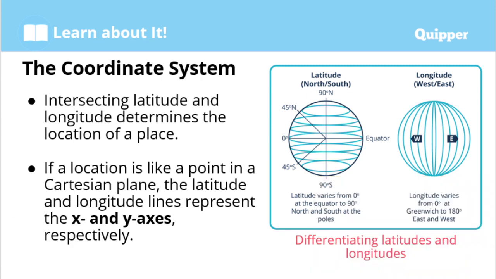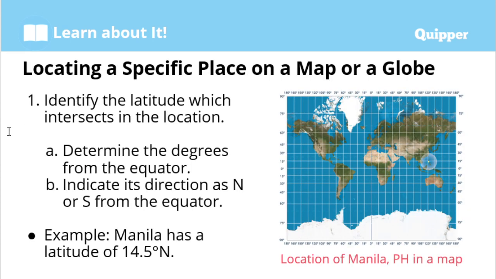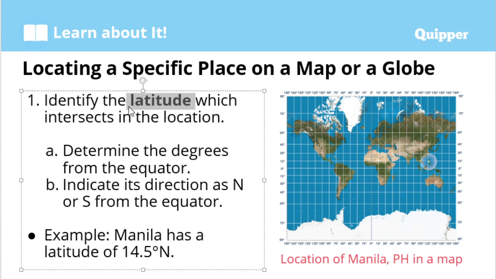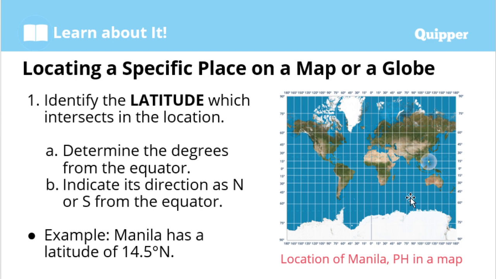So let's move on and try to understand more, para malalaman natin. All right. So, let's say for example, makikita natin dito in this map, it's so small. Identify the latitude which intersects in the location. So determine the degree from the equator and indicate its direction north or south. So, sabi dito, anong gagawin? Latitude lang po. So latitude daw. Bold natin to para mas klaro. Alright? Latitude.